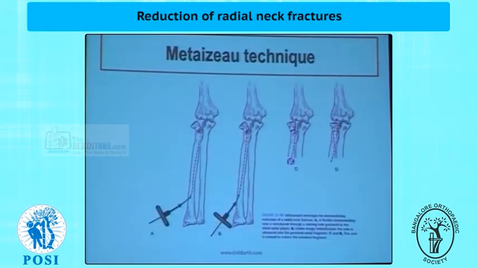Then there is the Metaizeau technique. Again, I have no personal experience with this method, but here you make use of the hockey stick bend at the end of a titanium elastic nail. The nail is inserted retrogradely from the distal radius towards the radial neck. The hockey stick is used to engage the radial head fragment, and then the nail is rotated so that the radial head is reduced back into position. That's the Metaizeau technique.